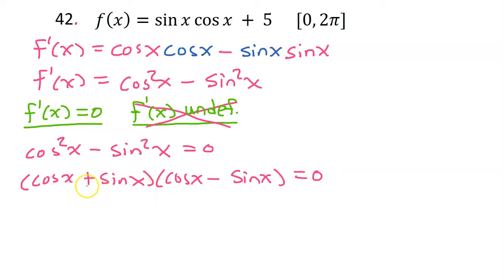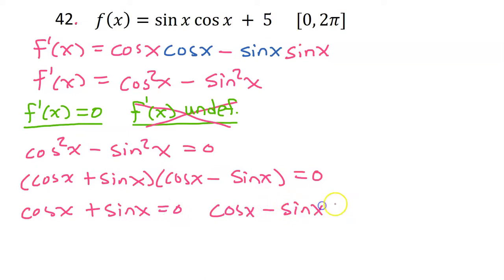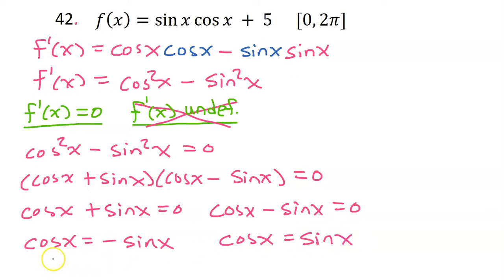Now we can use the zero product property and set each one of these equal to 0. So we will have cosine x plus sine x equals 0, and we will have cosine x minus sine x equals 0. Subtracting sine x from both sides, we get cosine x is equal to negative sine x. And adding sine x to both sides for this one, we get cosine x is equal to sine x. So now we just have to solve these two little equations.